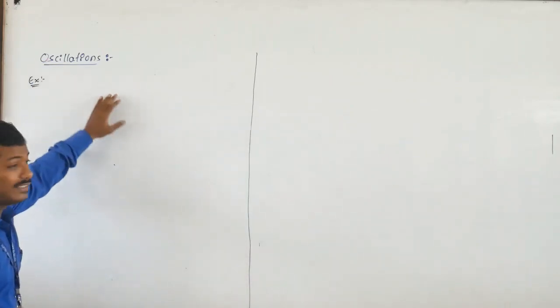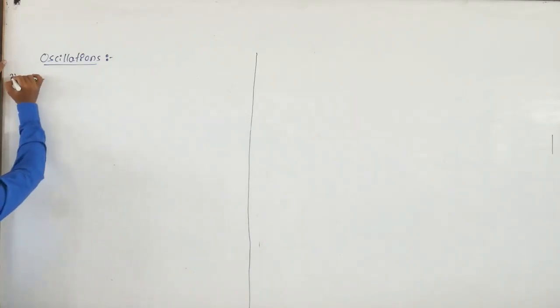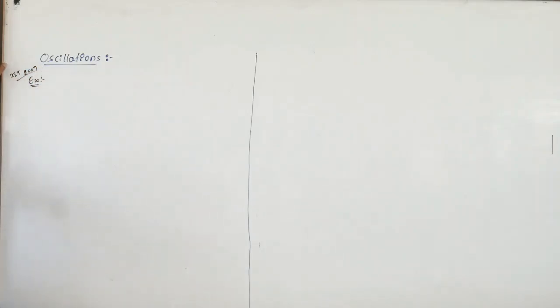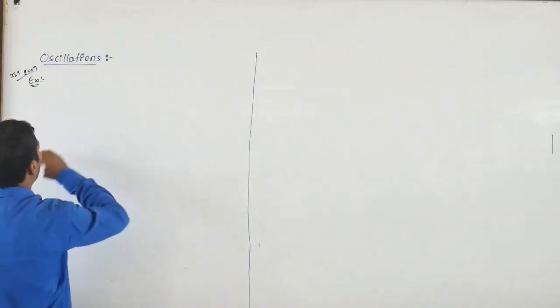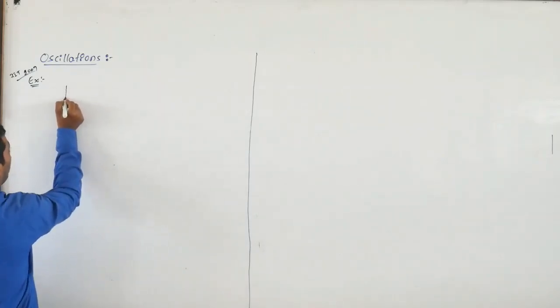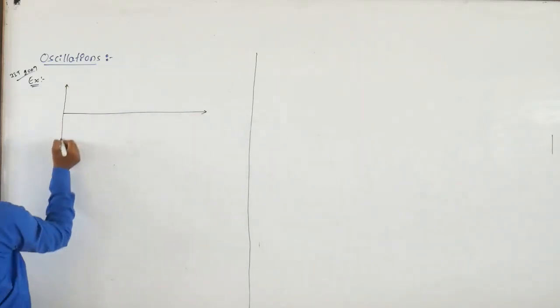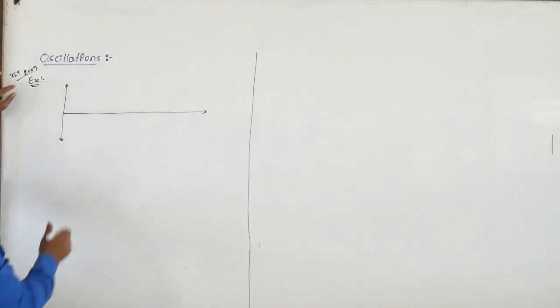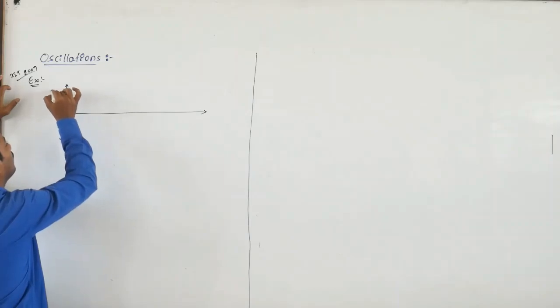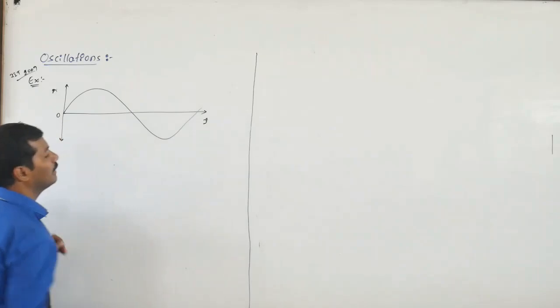Now, one more example, which was asked in IIT 2009. We have to find the acceleration of the particle. If the particle starts from its mean position or the equilibrium position, here is the graph of the acceleration against time. It starts from here and moves like this.